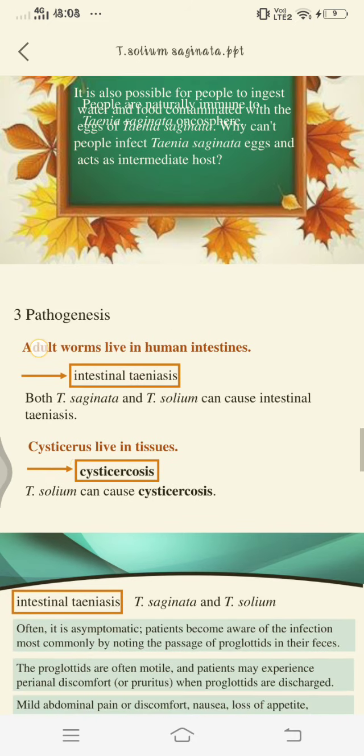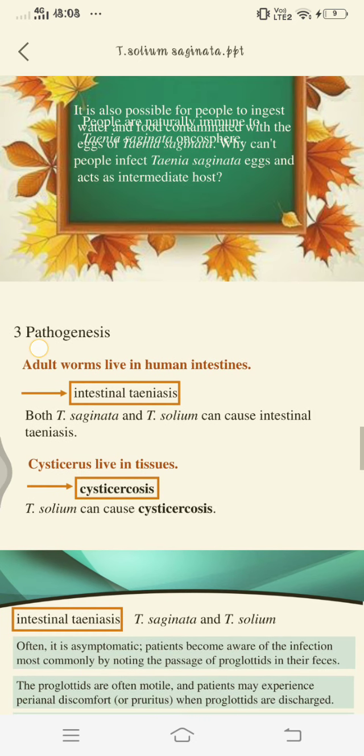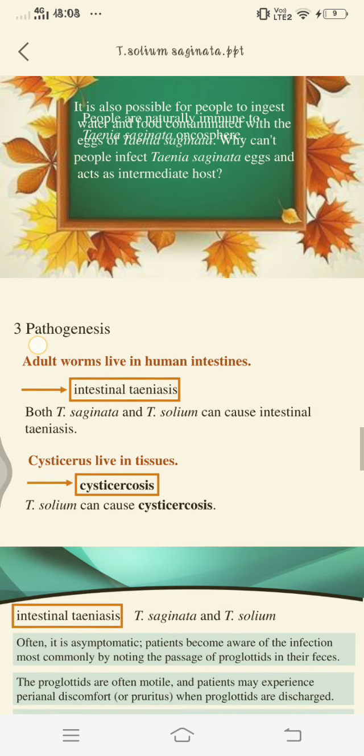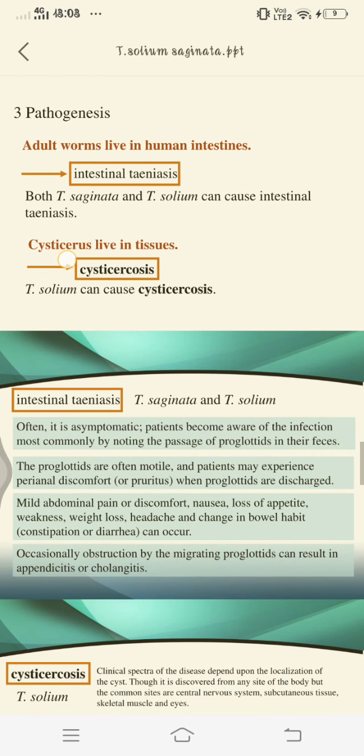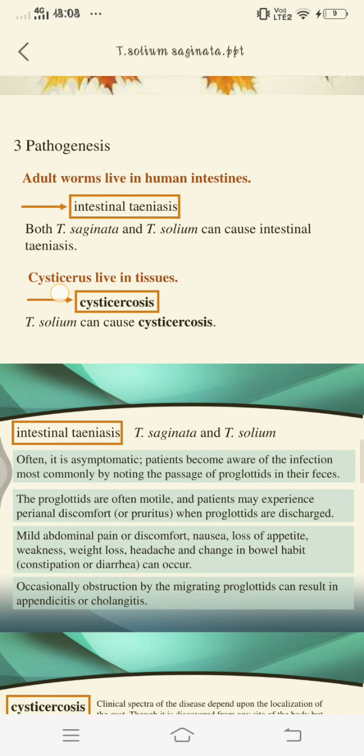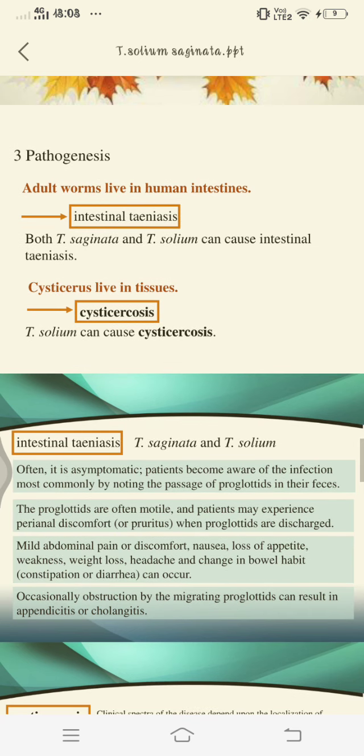And cysticercus lives in the tissues. This is known as cysticercosis. So Taenia solium can cause cysticercosis. So in intestinal taeniasis, what happens? It's asymptomatic. We don't show any symptoms. Patients become aware, most commonly by noting the passage of proglottids in their feces. Proglottids means the gravid part, the last part.